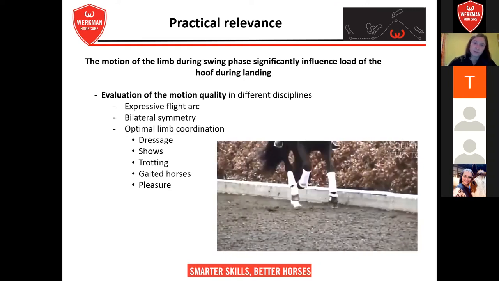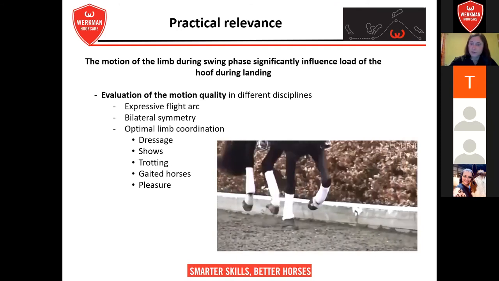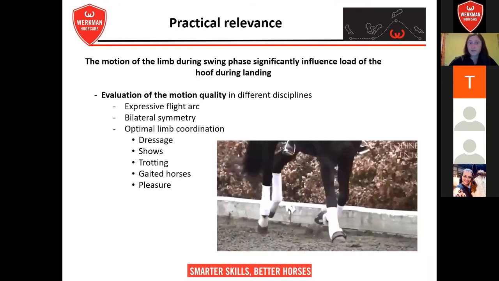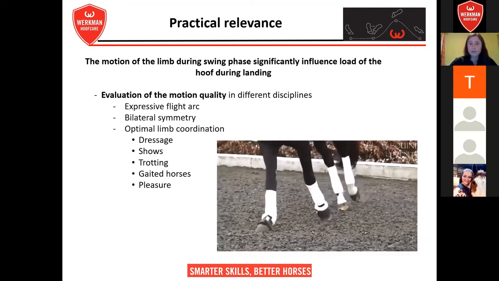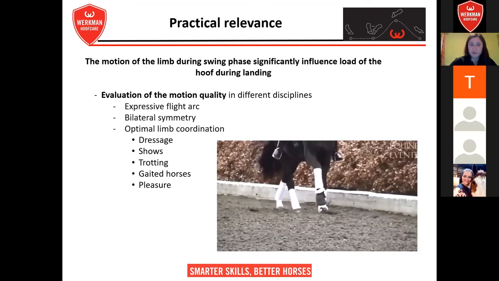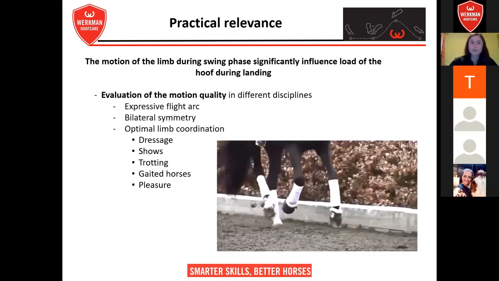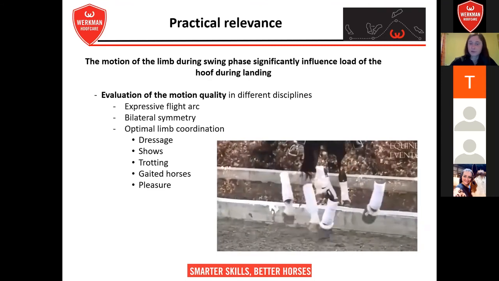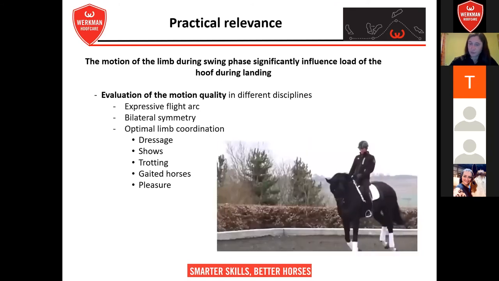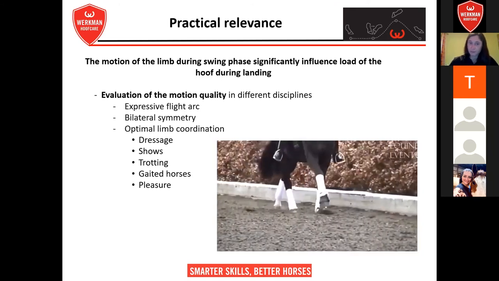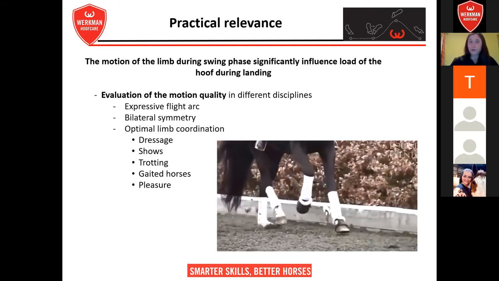And when you have the Western riding, the discipline pleasure, you would like to see a very smooth and flat flight arc, for example. So the flight arc and the bilateral symmetry, they are very well seen in disciplines as stated. And of course, you would like to see in all athletic disciplines an optimal limb coordination. And this is all related to the motion of the limb in swing phase. So stance phase is usually not really evaluated for athletic purpose. It's more or less the flight arc or the swing phase.